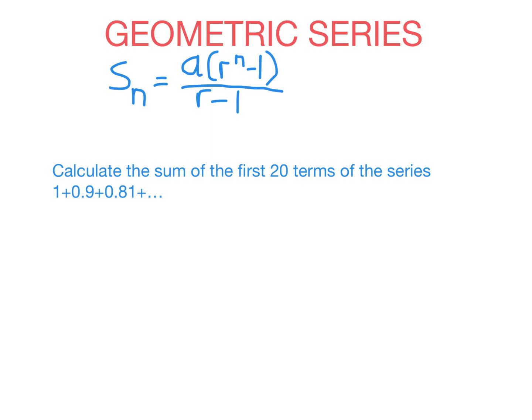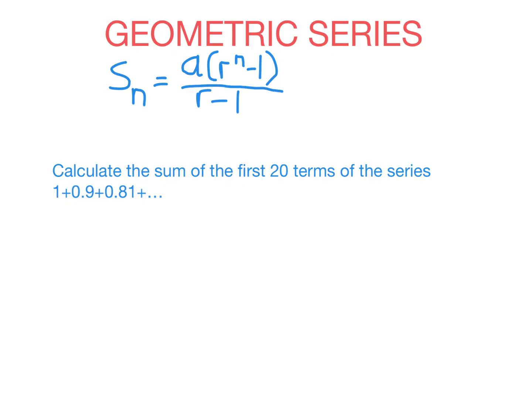Thank you so much for tuning into this video in which we will look at geometric series. So remember that a series is just the sum of terms in a sequence. So for a geometric series, we use this formula here. Sn has the same meaning as it did for arithmetic sequences. It is the sum of the first n terms. A is the first term, R is the common ratio.